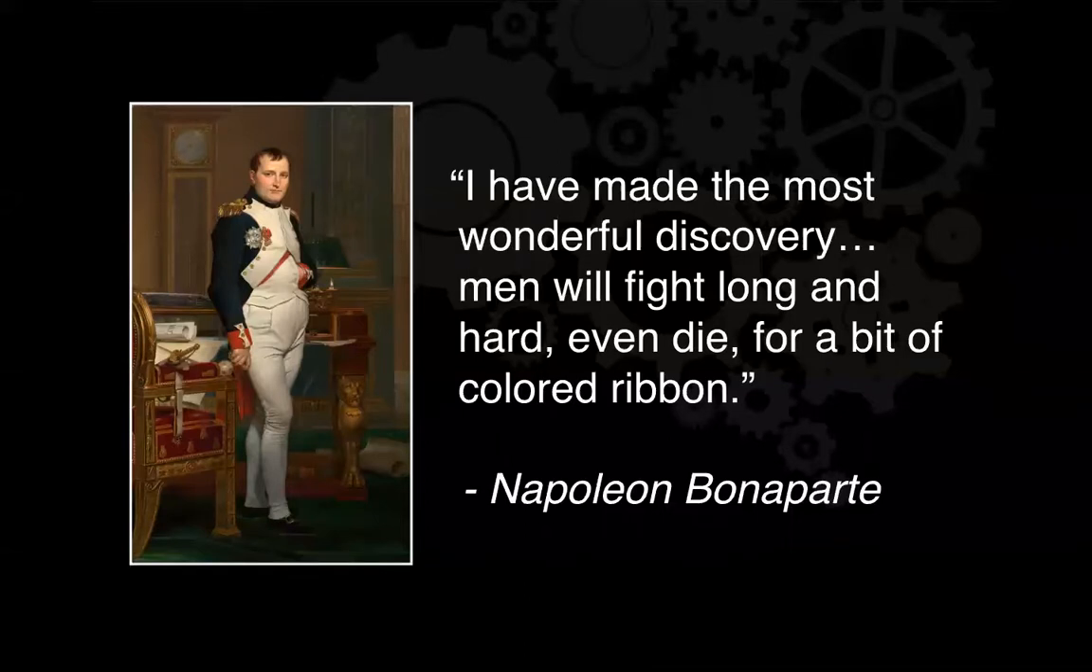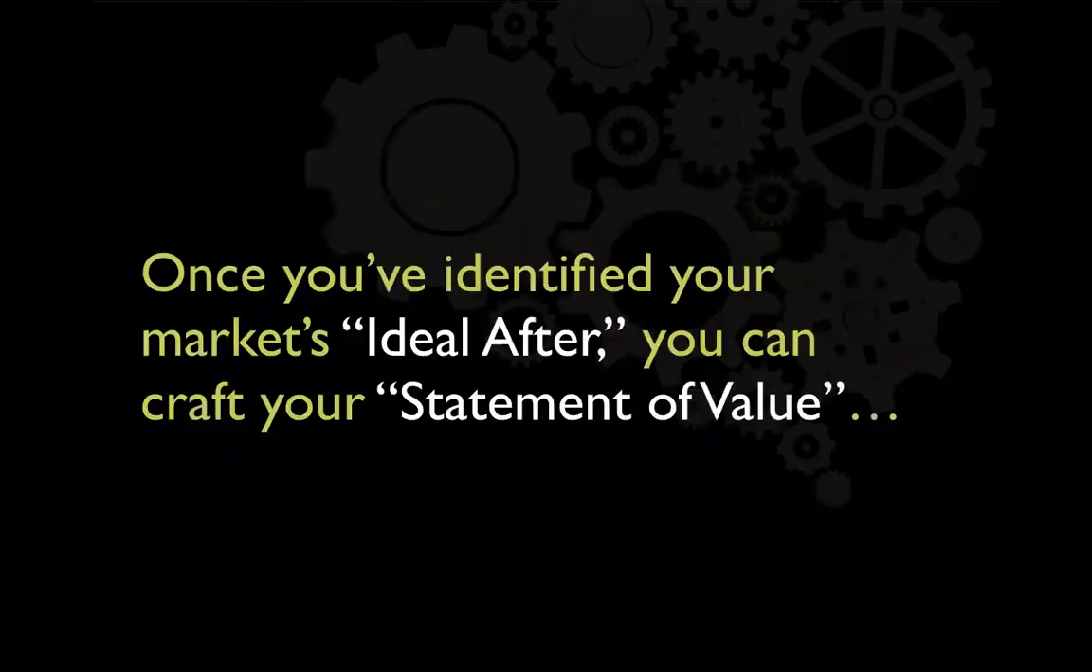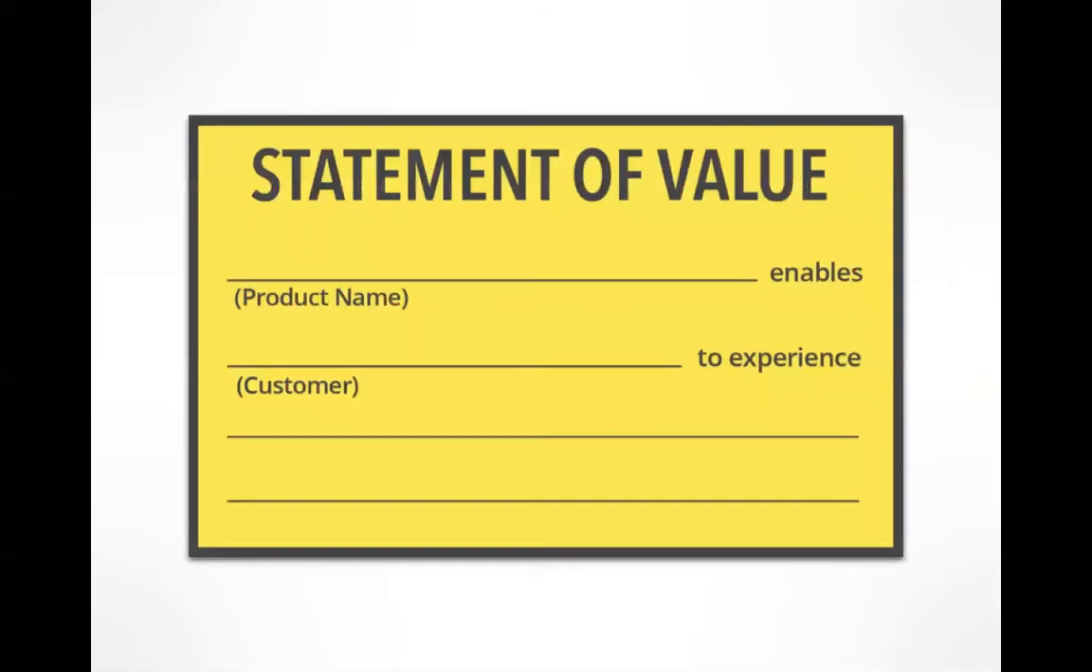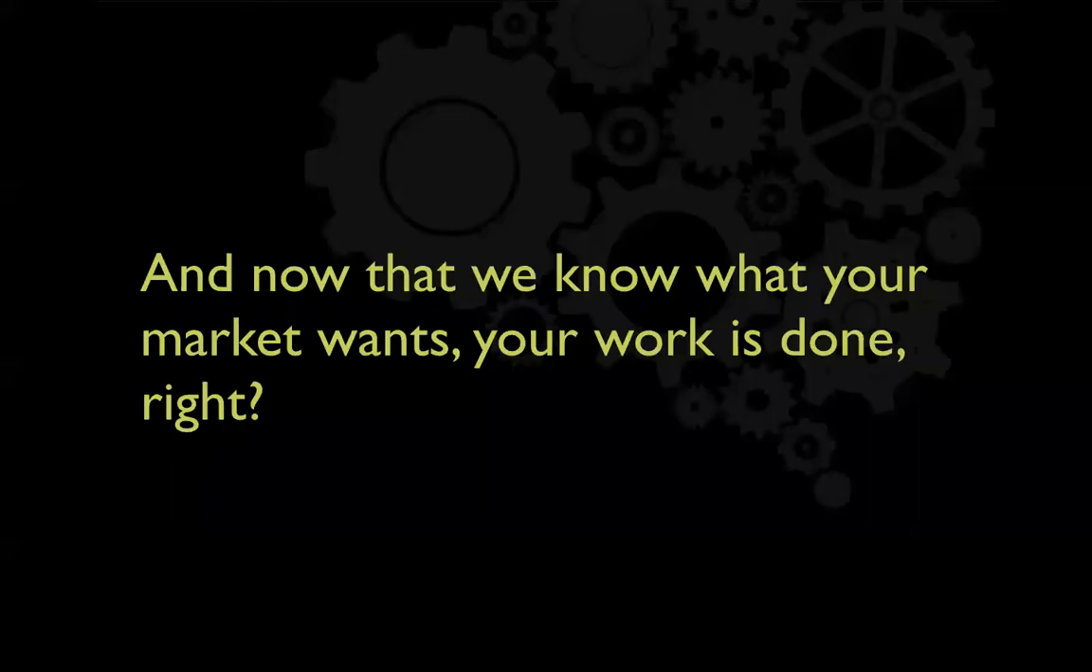So here's something interesting. Napoleon said, "I've made the most wonderful discovery. Men will fight long and hard, even die, for a bit of colored ribbon." So once you've identified your market's ideal actor, you can craft your statement of value, right? You've got to be able to put that vision together. So your statement of value: your product or service name enables your customer to experience blank. That's your statement of value. And now that we know what your market wants, your work is done, right?